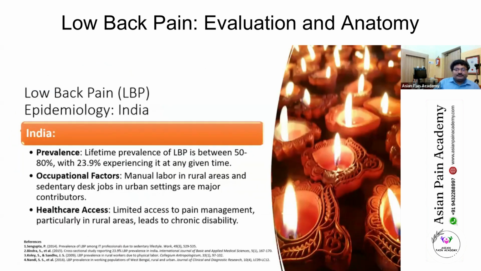When we come back to India, the prevalence of low back pain is in the range of the global range, that is 50 to 80%. And at any given time, 23.9% of them are suffering from it. But in India, there are some other differences like occupational factors. Either the laborers in the rural areas or the sedentary job workers in the urban areas are the major contributors for the occupational factor. And another problem for the rural areas is that healthcare access is limited. So the patients have to suffer for long.